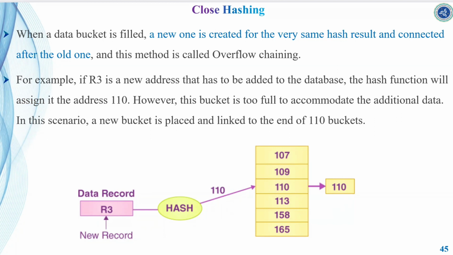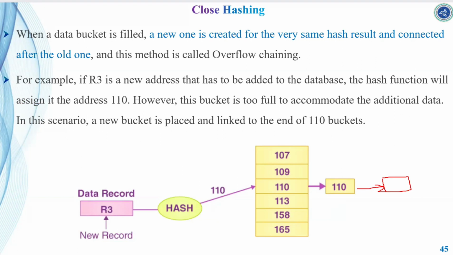But the difference is that we need to have a pointer from the old bucket to the new bucket. So there will be a chain from the first one to the second one. If another record comes and that also hashes to 110, then we have to create a new bucket, and that has to be connected with the help of a pointer at the end of this list. So this is actually a linked list type of records.